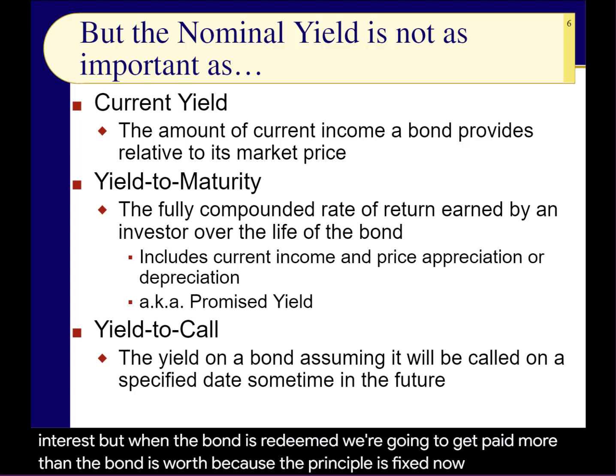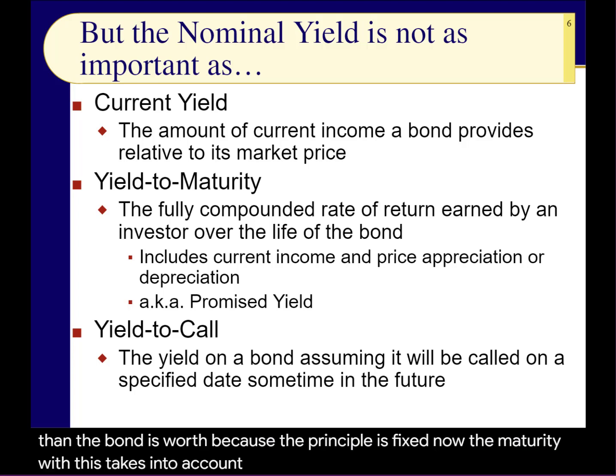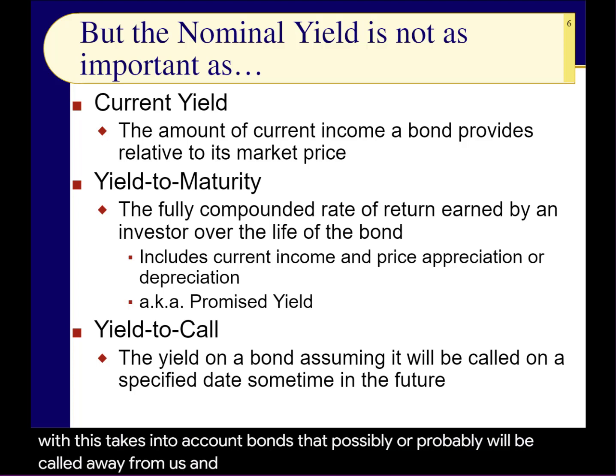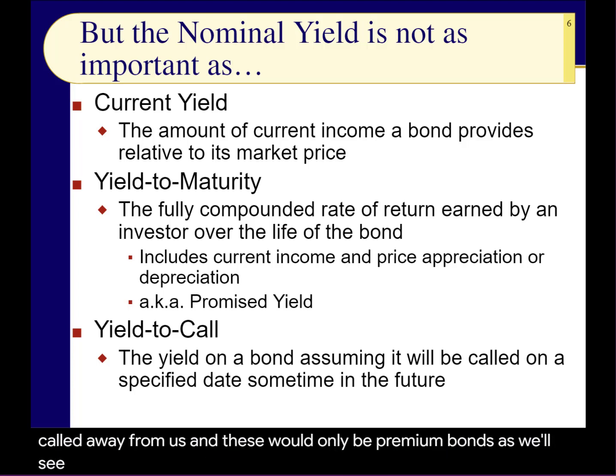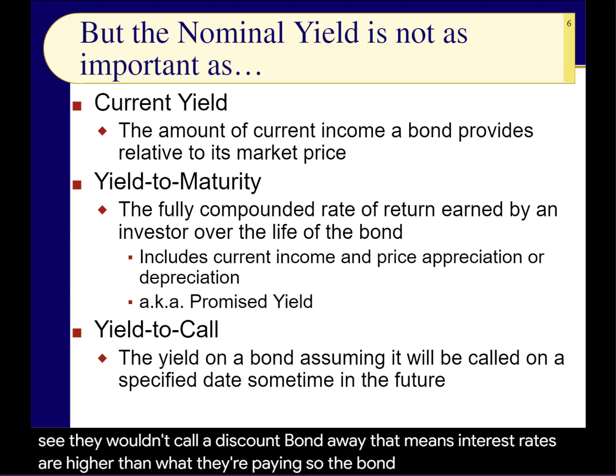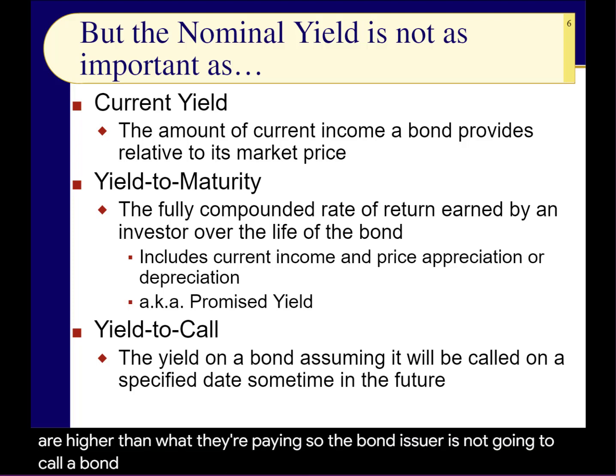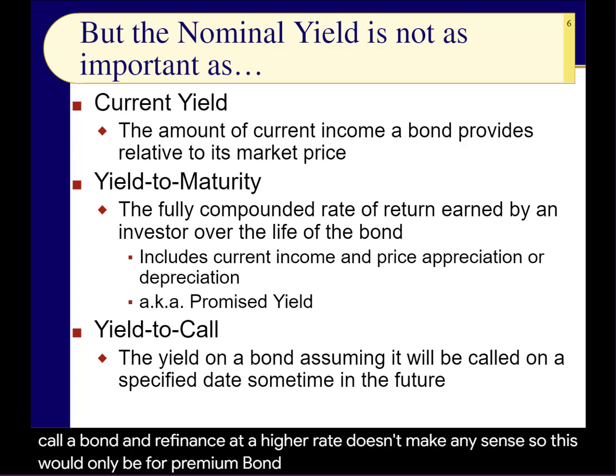Now, the yield to call is similar to the yield to maturity, but this takes into account bonds that possibly or probably will be called away from us. And these would only be premium bonds, as we'll see. They wouldn't call a discount bond away. That means interest rates are higher than what they're paying. So the bond issuer is not going to call a bond and refinance at a higher rate. That doesn't make any sense. So this would only be for premium bonds.